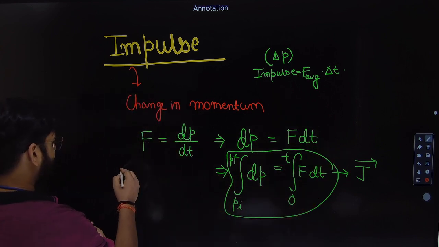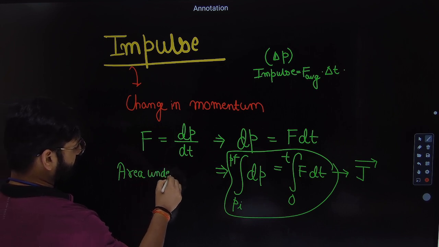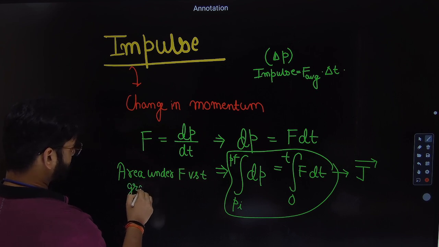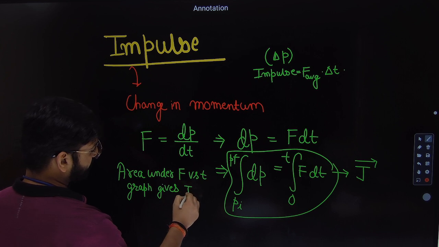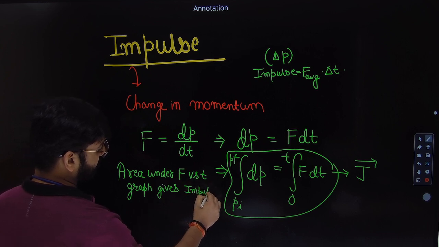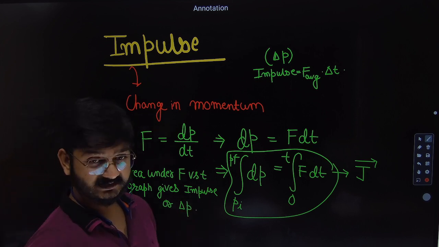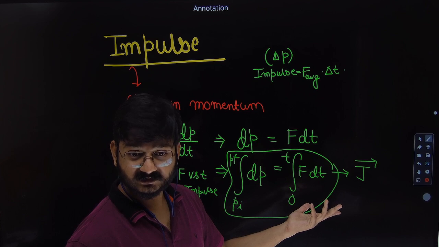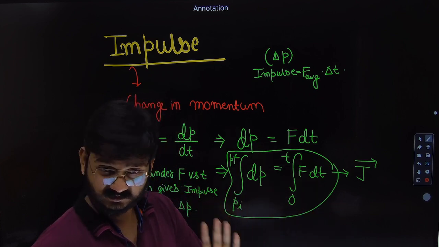We say one more thing from here. Area under force versus time graph gives what? Impulse. Gives impulse or change in momentum. Do you guys know the reason? Integration of y dx. What is the integration of y dx? Area under y versus x. Remember, application of integral.